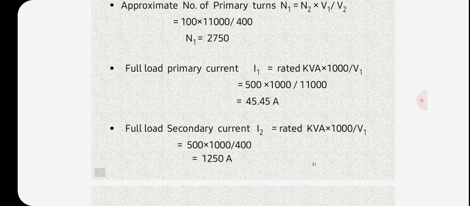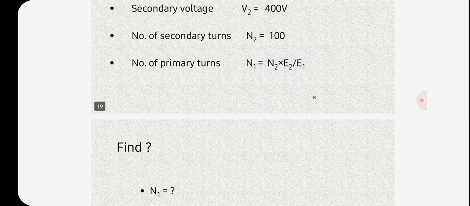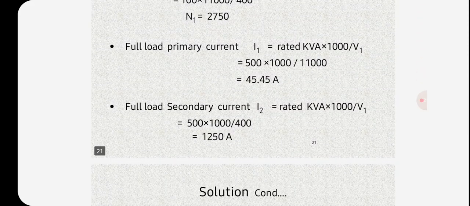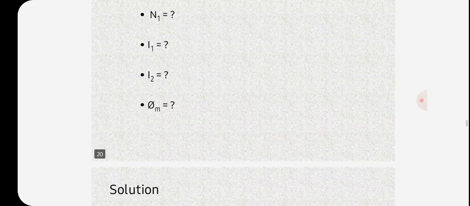So the full load current I2 is equal to rated kVA into 1000 by V2. That is equal to 500 into 1000 by 400, which is equal to 1250 amperes. So we can calculate N1, I1, I2.